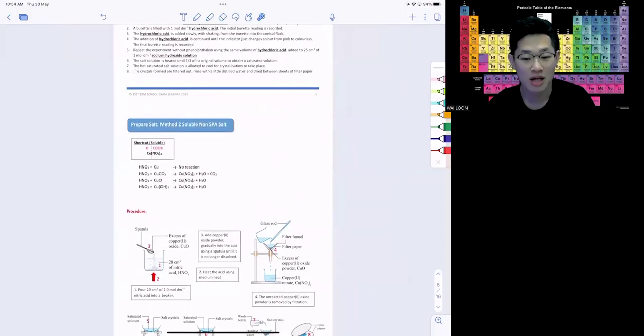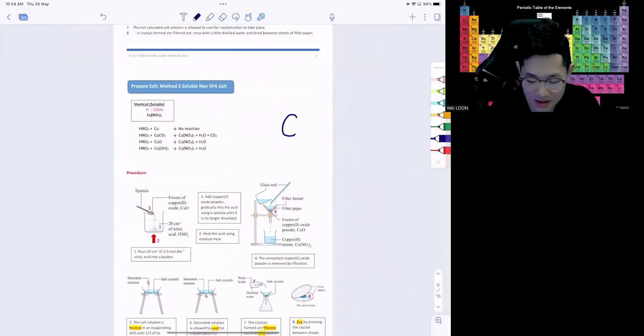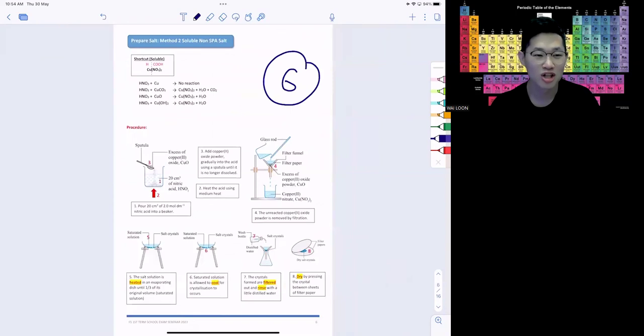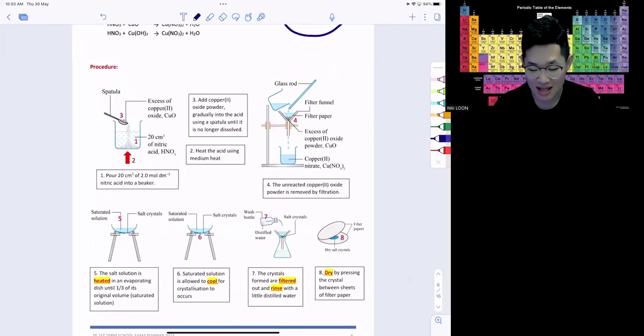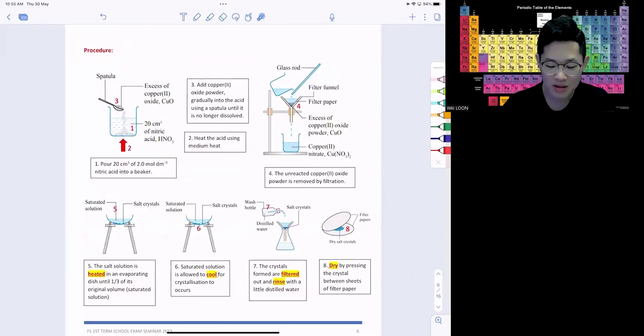Moving on to page number 6. This is soluble non-spa salt. Why do I have to explain in so much detail? It's because this year, salt most likely will be coming out in the essay, so you have to be prepared. So number 6, soluble non-spa salt.